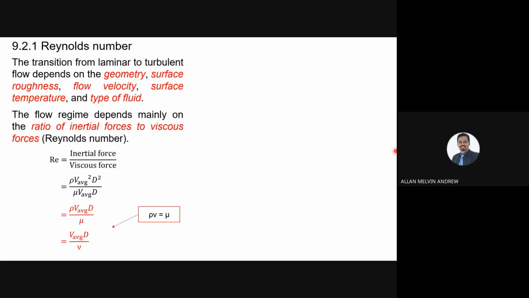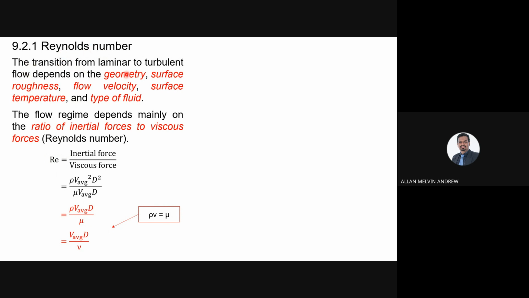Okay, so how can we calculate whether the flow is laminar or turbulent? We calculate using the Reynolds number, equation 9.21. So what is the Reynolds number? I think in previous slides we have also seen the Reynolds number. We always write it as Re. So what is the Reynolds number?